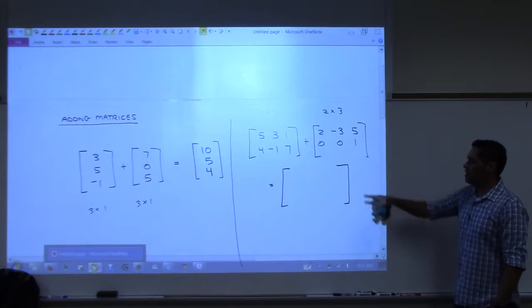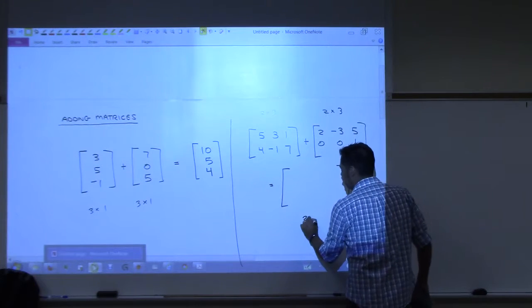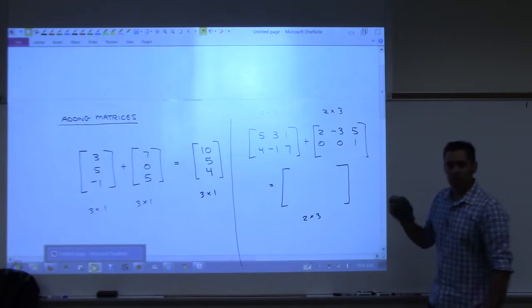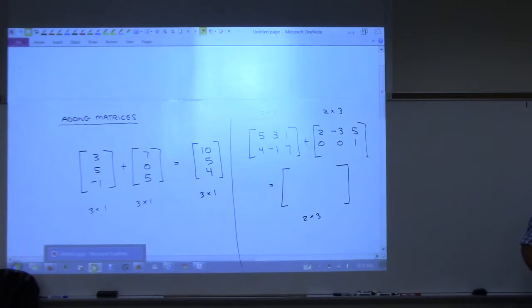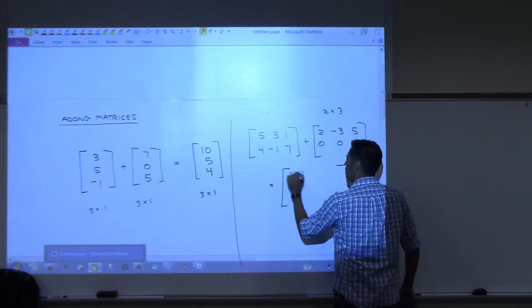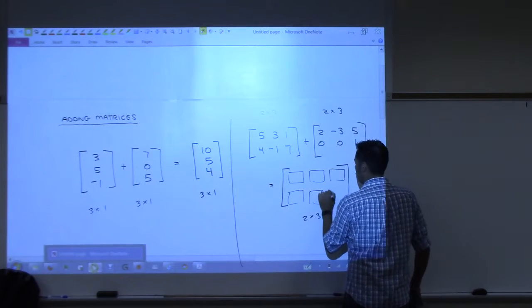How many elements do you think we're going to have in our answer? 6. Our answer is also going to be a 2 by 3. Notice over here our answer was a 3 by 1. When you do addition, your answer should be the same dimension as what you started with. So I need six answers. Here, here, here, here, here, and here.